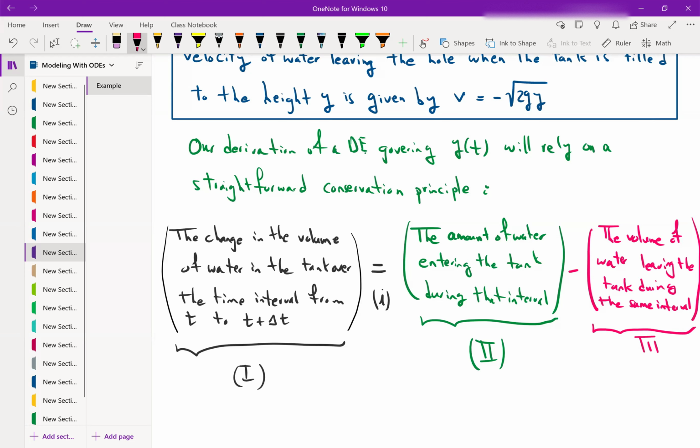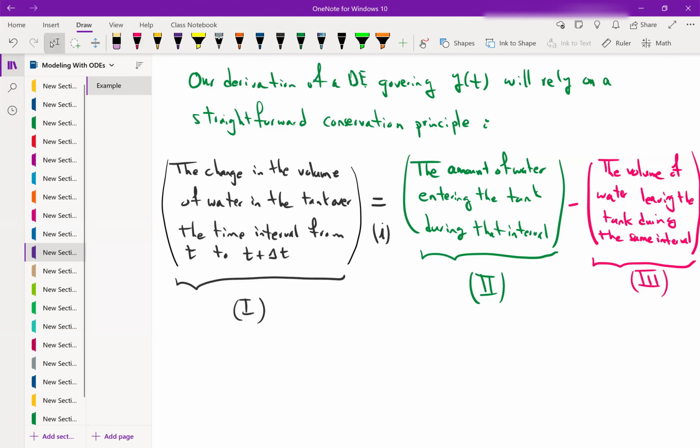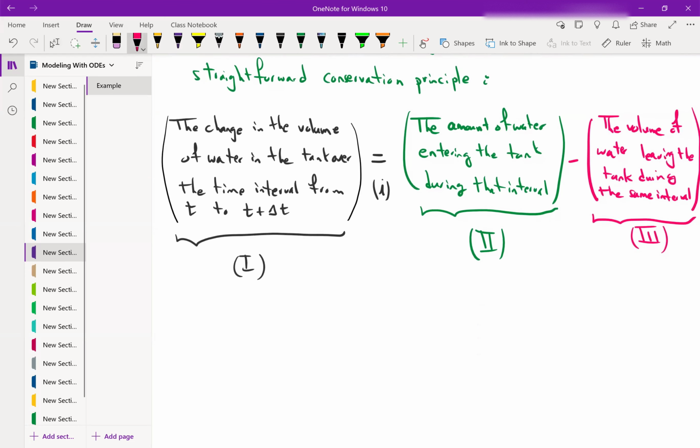One by one, we will study these quantities and we will come up with mathematical expressions for them. So starting with 1, the change in the volume of water in the tank from t to t plus delta t. I'm going to focus on 1. So what we have here, let me draw our tank.